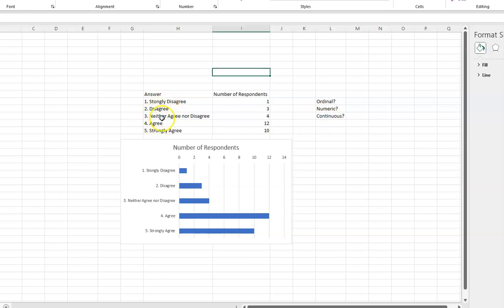Agree is higher than neither agree nor disagree. Strongly agree is higher than agree. So these can go in a logical order that makes sense. So I'm going to say yes, this is ordinal data. Is it numeric? And that's the question we have right here.